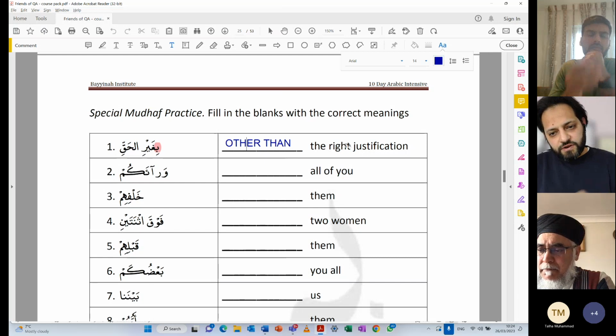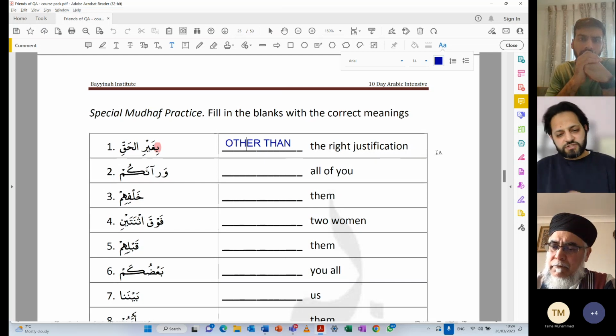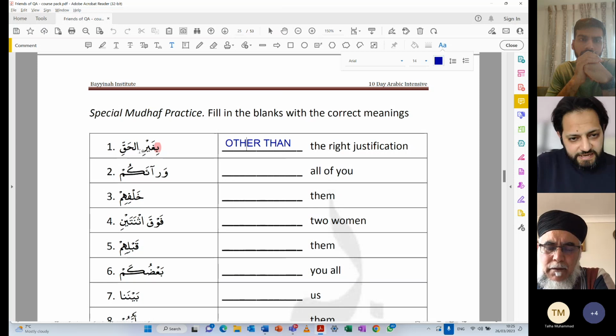Other than the right justification does not give you an of meaning. It will not give you an of meaning, okay? But it's still an idafa. It's light, no al, and it's followed by jar. So al-haqqi is jar, and ghairi is light, and it has no al.